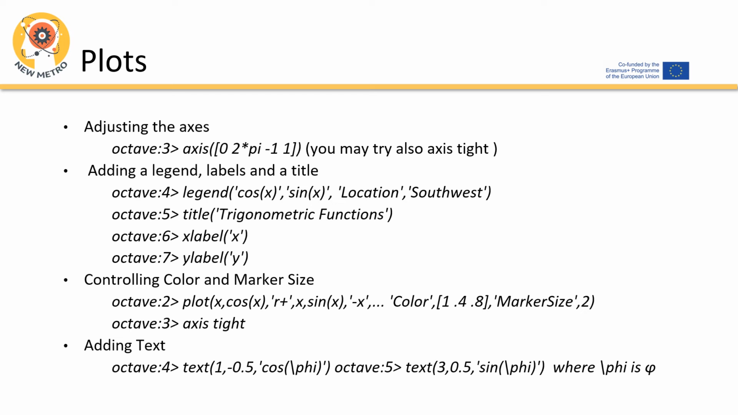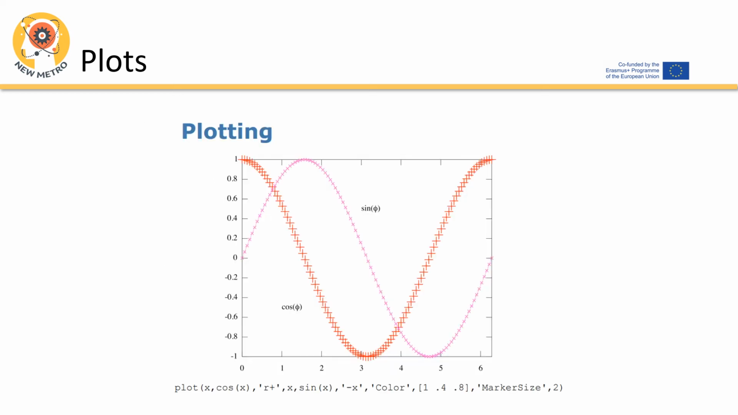We can also add text with the text command: text(1, -0.5, '\cos(\phi)') and text(3, 0.5, '\sin(\phi)'), where \phi is the phi of the Greek alphabet. And here we see the cosine of phi and sine of phi with the markers and the colors.